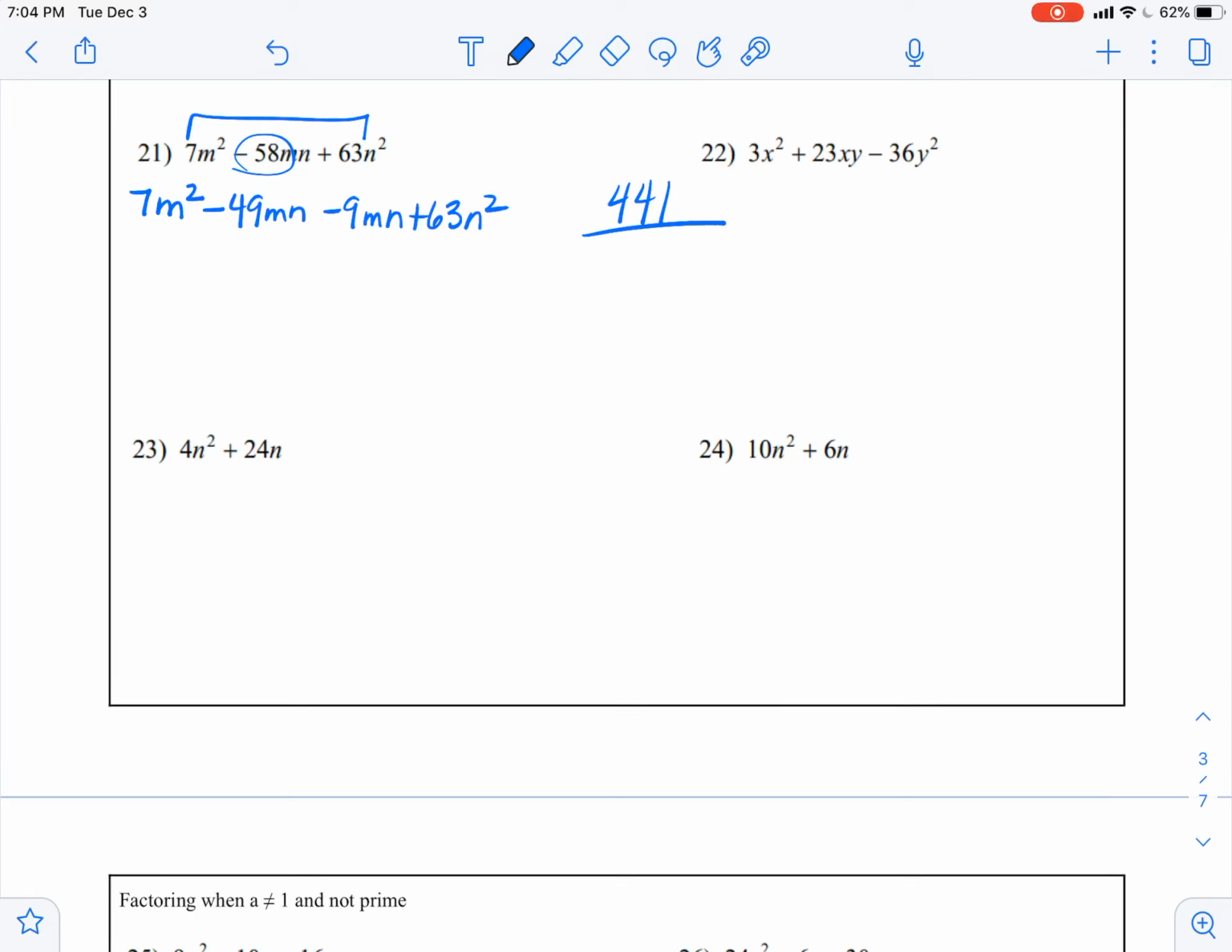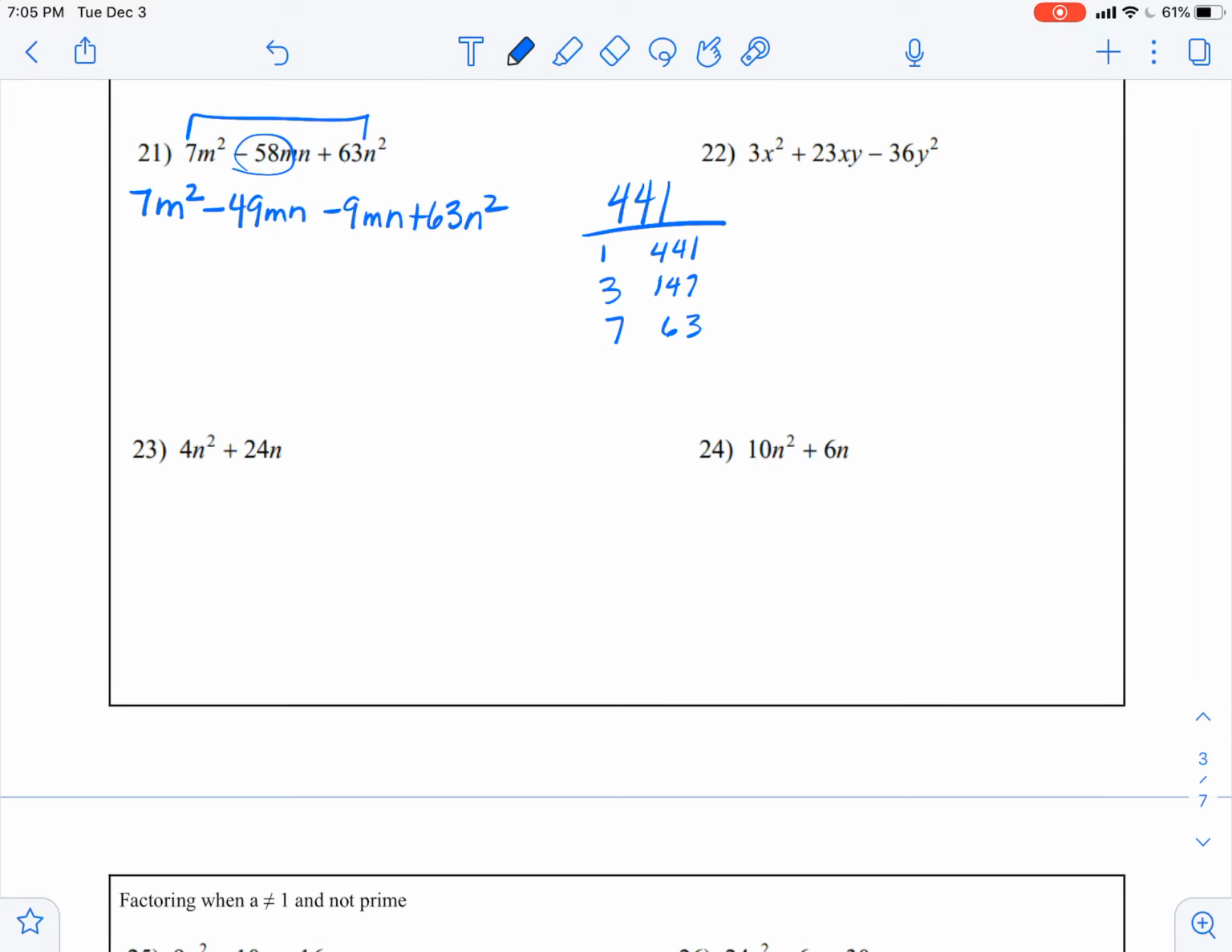Now, some of you are saying, I don't have a clue what you just did. So let me show you again. 441. I want to find things that multiply and give me 441. I could start with 1 and 441. 2 won't go in there. 3, will 3 go in there? 441 divided by 3 is 147, so 3 and 147. 4 won't go in there, 5 won't, 6 won't, 7, let's try 7. So 441 divided by 7 is 63.